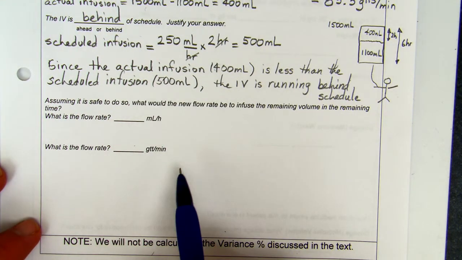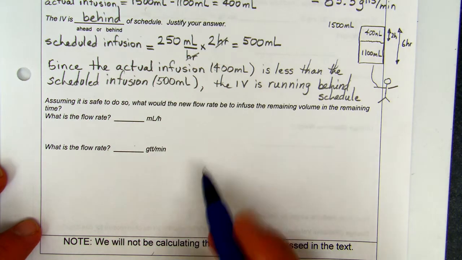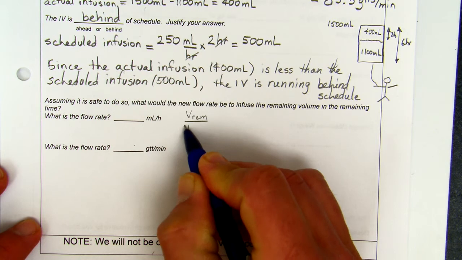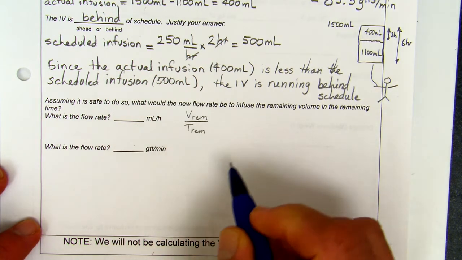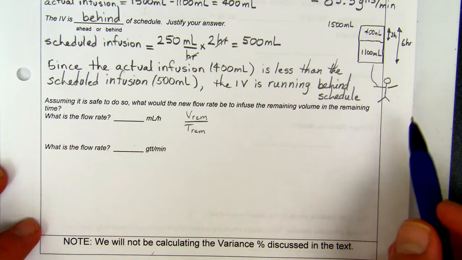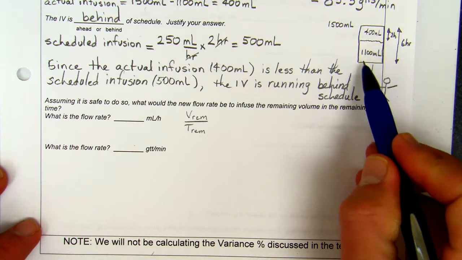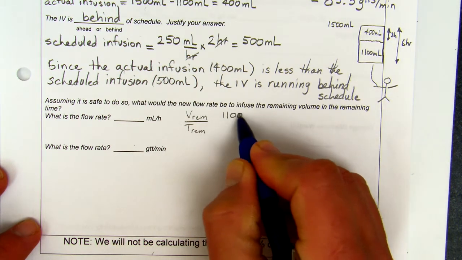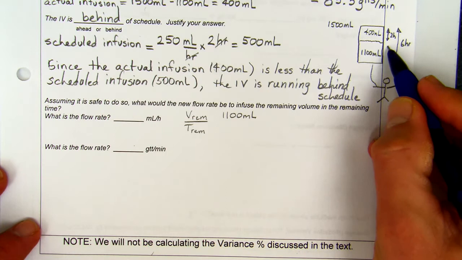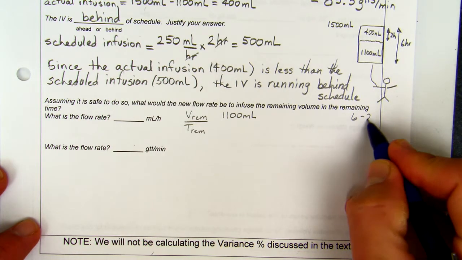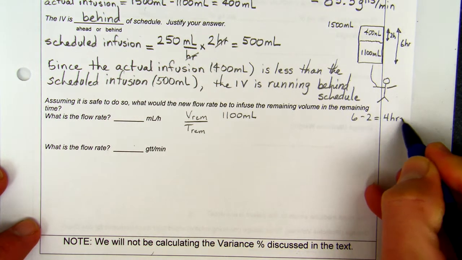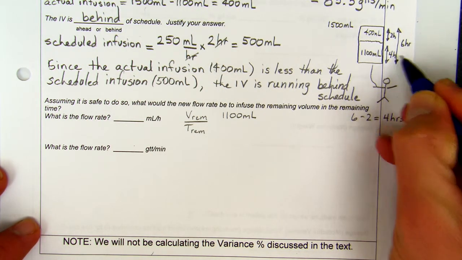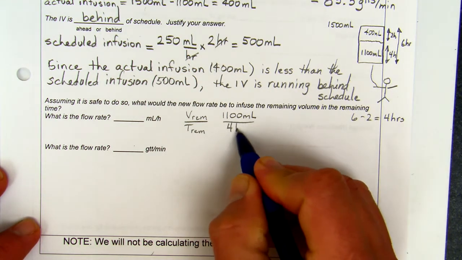So to figure out how to adjust the IV, we're going to look at what is the remaining volume to be infused and what time is remaining for that volume to be infused to get this IV back on schedule. So we still have, from the picture we can see, 1,100 milliliters still to be infused in the patient. And actually, if we do the 6 minus 2, similar to the last example, we see that there's 4 hours for that infusion to take place.